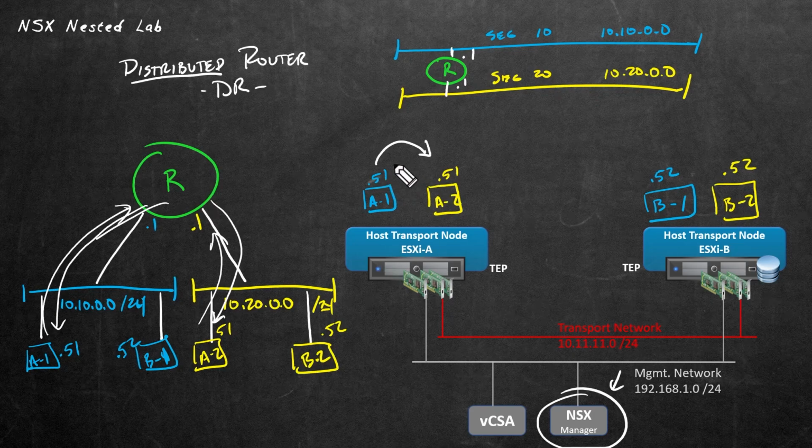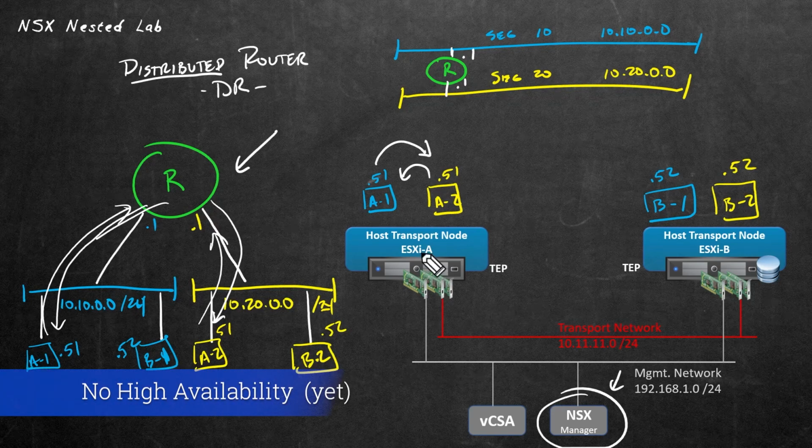So the cool thing is, if this VM wants to send traffic to this VM or vice versa, and we've implemented this topology, because this host transport node, ESXi-A, knows about that routing table in the distributed router, it, meaning ESXi, can make those routing decisions on its own, and that traffic never has to leave ESXi.